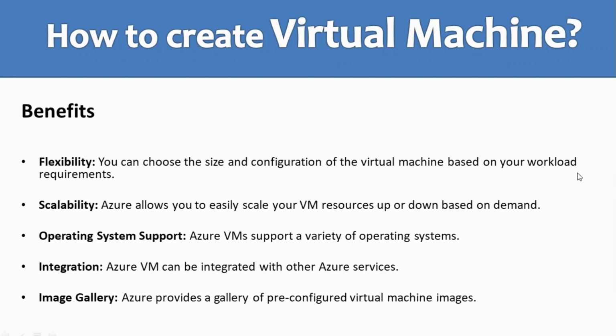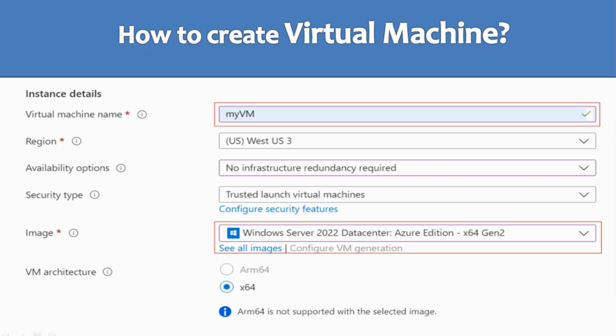Now let's see how to create a VM in Azure. To create a VM in Azure, first we need to log in to the Azure portal and either click on the VM tab, or we can search for virtual machine in the global search, or under the services we can select virtual machines. On the virtual machine page, select the create button and then Azure virtual machine, and the create virtual machine page will open.